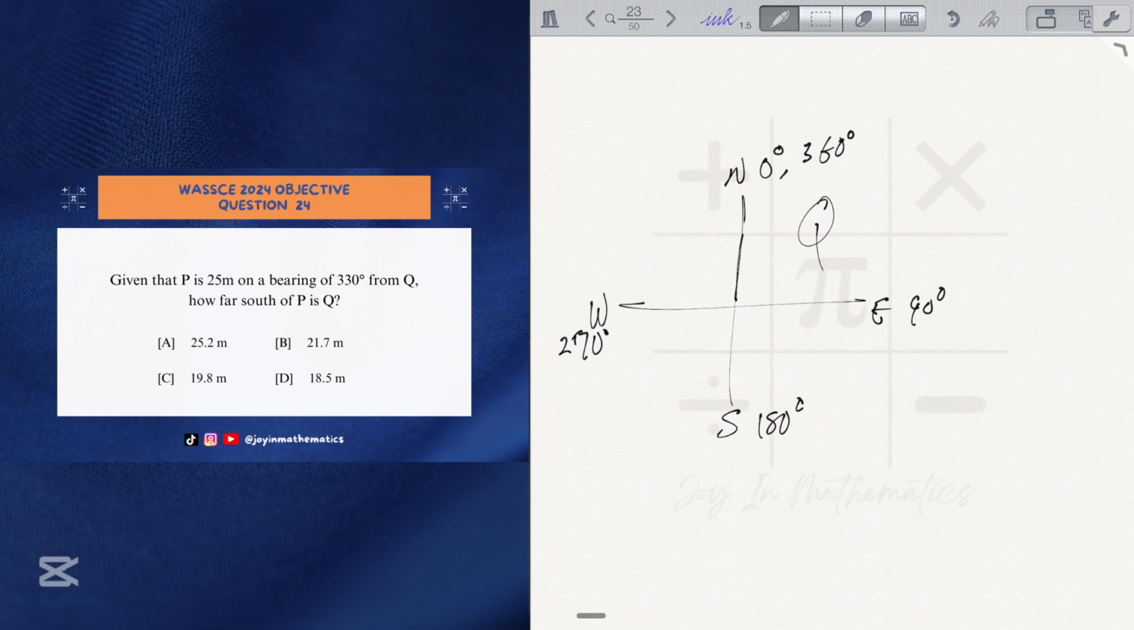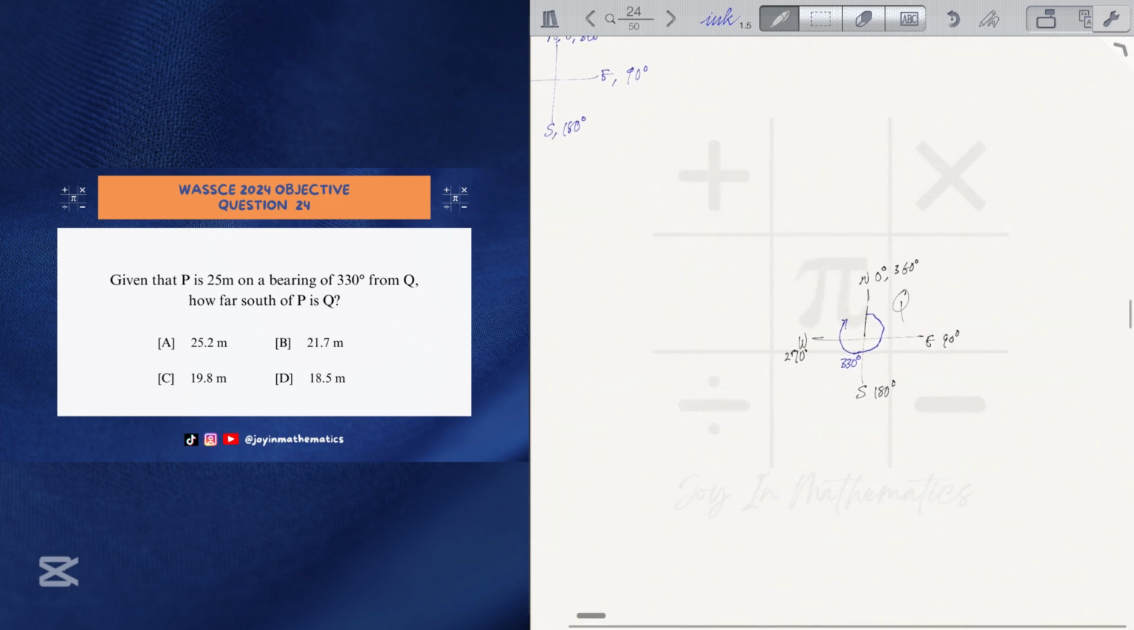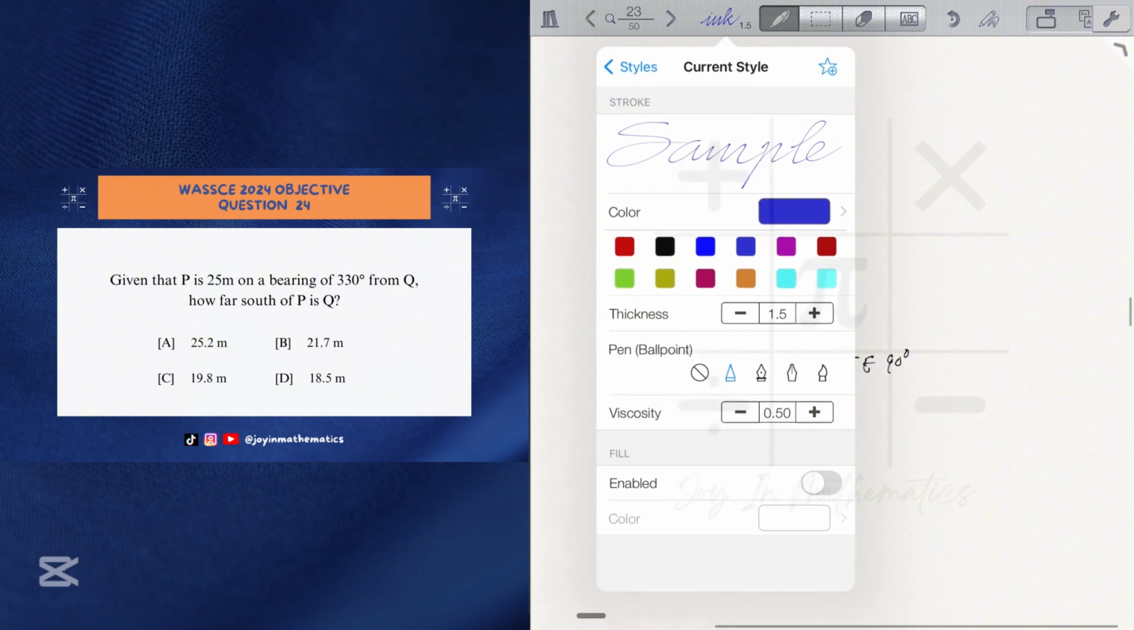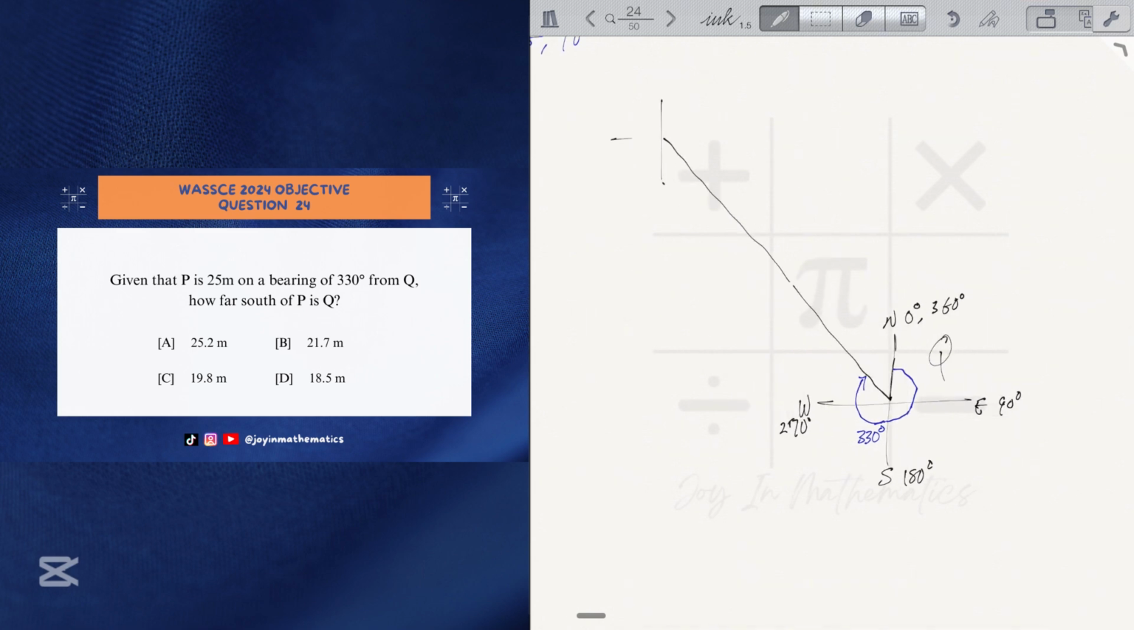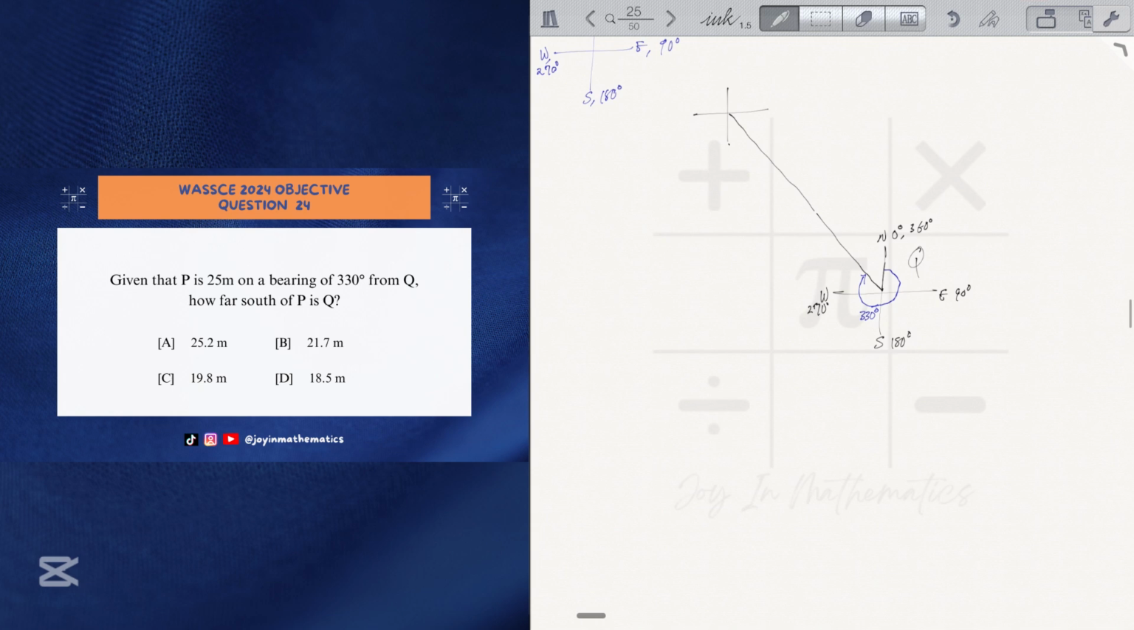Now, from point Q to P is 330 degrees. So that means we are going to start our reading from the north, and the 330 degrees will be around this point. So this is 330 degrees, and thereafter at this line, at this angle, we are going to move towards P. So from here there will be a new point called P.